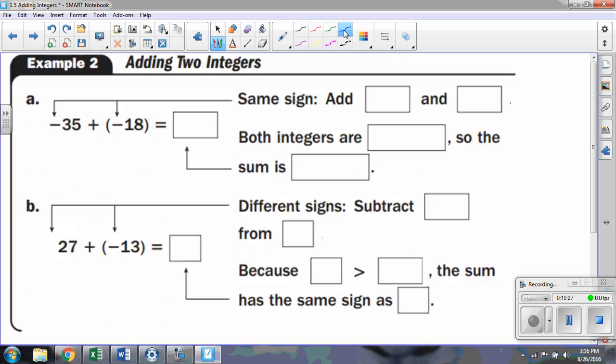All right, now let's consider this example A. Negative 35 plus negative 18. First of all, notice that we've got negative and negative, so the signs are the same. What does that tell us to do? Does it tell us to add or subtract? Add. We've got to add them. So we'll add 35 and 18. 35 plus 18 equals 53. Now, because both of them were negative, we know that the bigger number will be negative. So our answer has to be overall negative. It will be a negative 53.